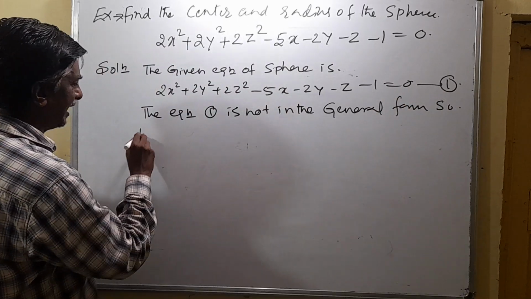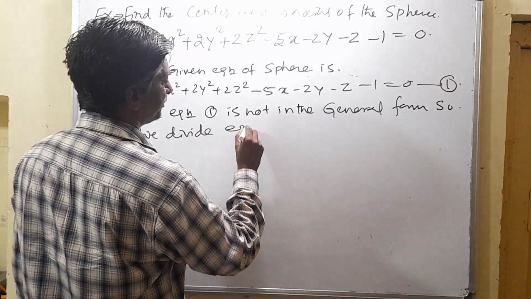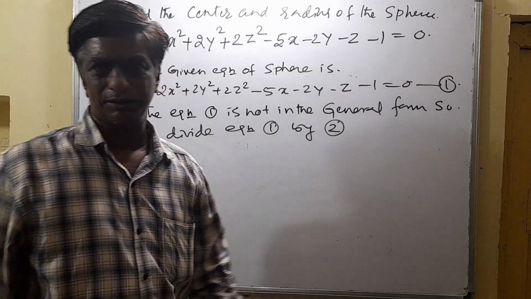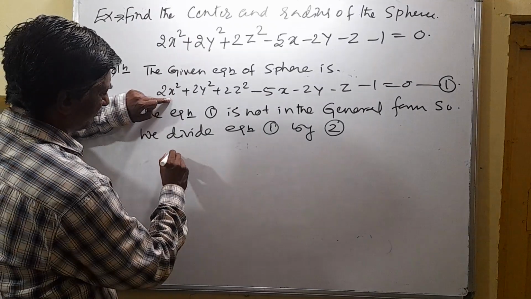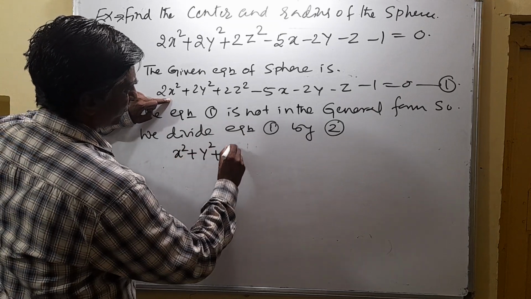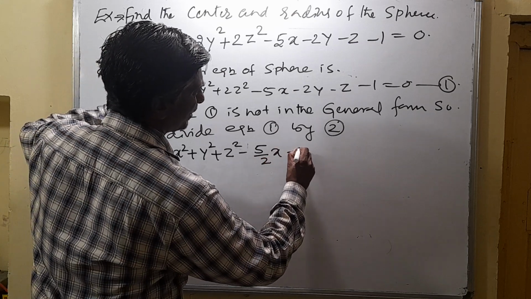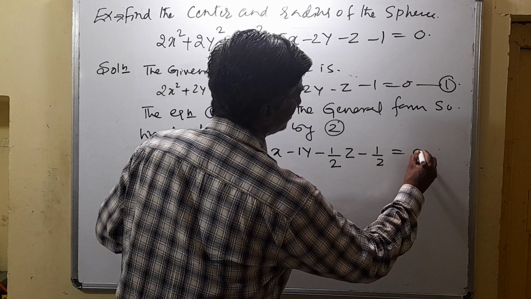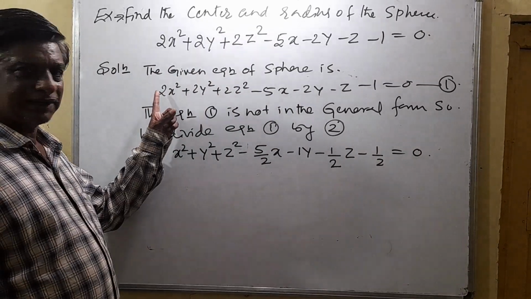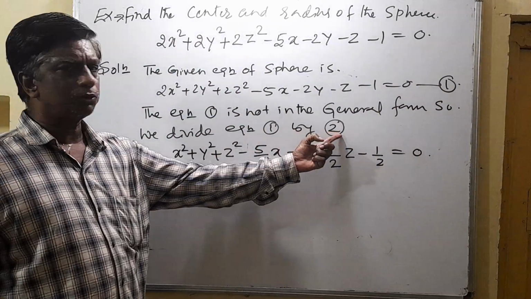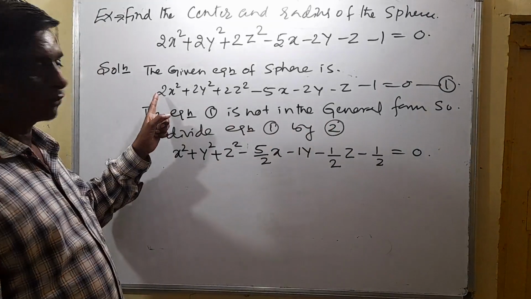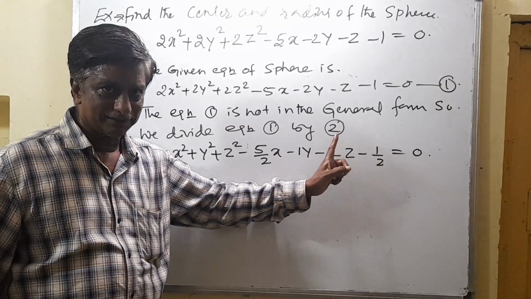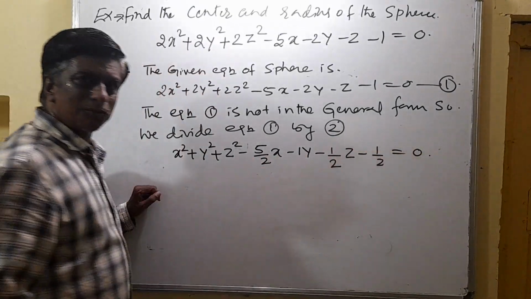So, we divide equation 1 by the coefficient of x square, y square, z square. You divide by 2. What happens? Divided by 2, this equation becomes x square plus y square plus z square minus 5 by 2 x minus 2 by 2, which is 1, y minus 1 by 2 z minus half equal to 0. Is it correct? I am dividing equation 1 by 2, taking it from the coefficient of x square, y square, z square, which is always the same. Now it is in the general form.